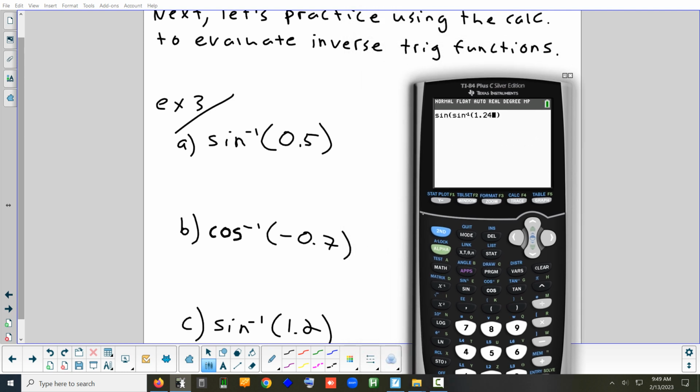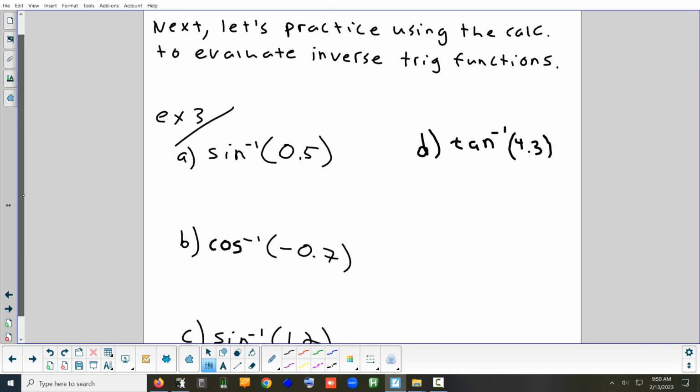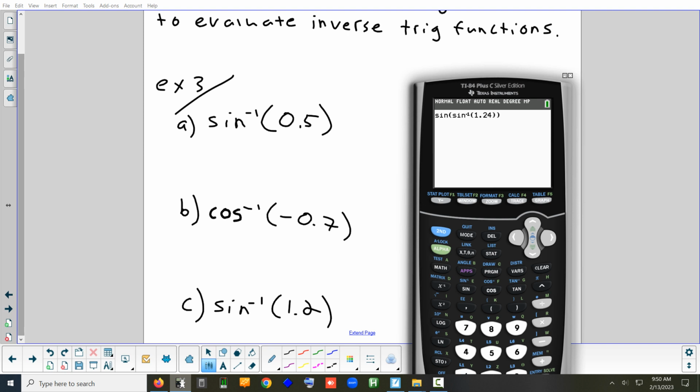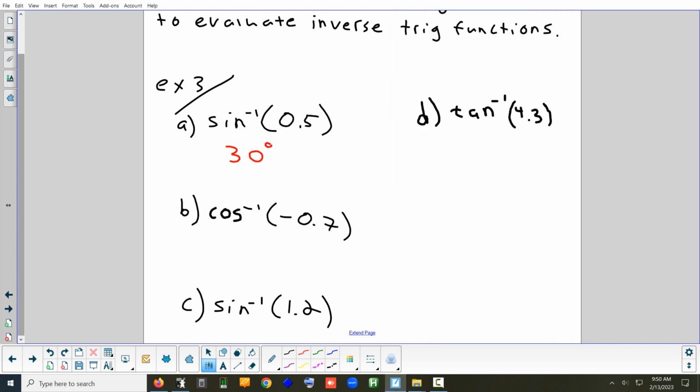Well, the first thing is to read the directions and look at what units they want you to use. If they don't specify, let's just go with degrees. It doesn't say. So I'm going to put my calculator in degrees and then just type in second sine of 0.5. That is 30 degrees. When you do inverse trig, you are solving for an angle. So make sure you label it correctly. If it's degrees, you need the little circle.